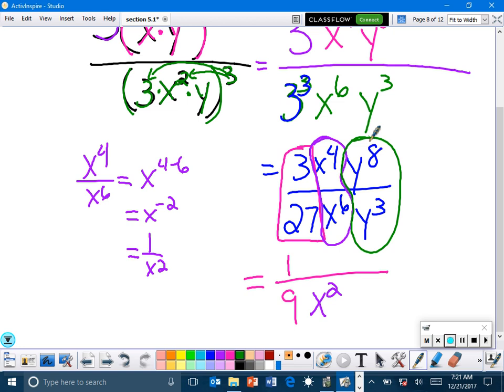And then y to the 8th over y to the 3rd. Again, I'm going to subtract, because that's what my rule says. So that's going to stay in the numerator, however. So y to the 8 minus 3, which is y to the 5th. So y to the 5th. Now, I really don't like the way that looks, so I'm going to just rewrite that as y to the 5th. I do not need the 1 over 9x squared.